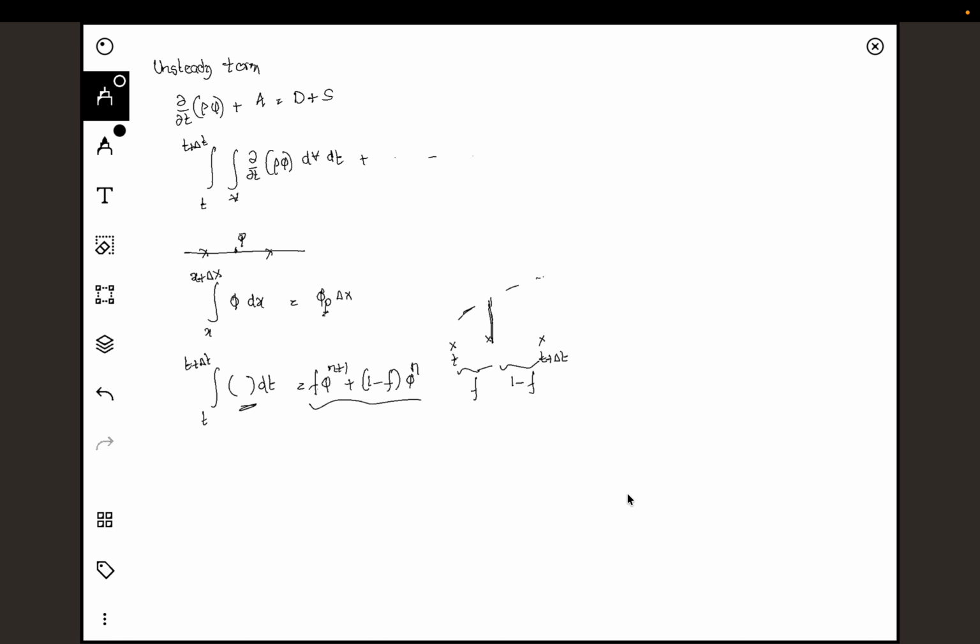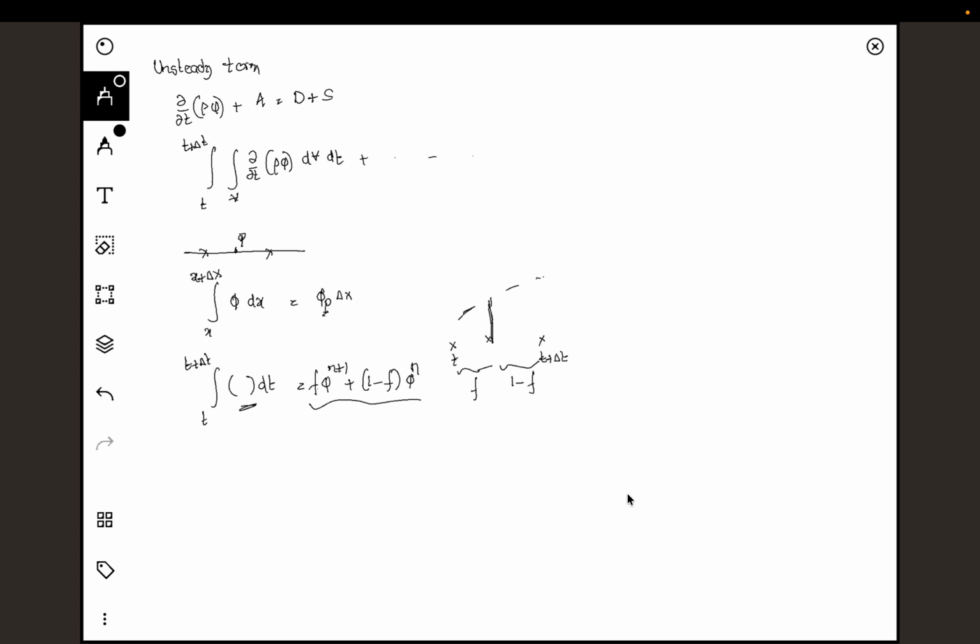If f becomes 0, this is an explicit method. If f becomes 1 by 2, it is Crank-Nicolson. And we can take different weights to decide the weightage of implicit versus explicit. This is what we were doing previously also. So you can find analogies between finite difference and finite volume methods.